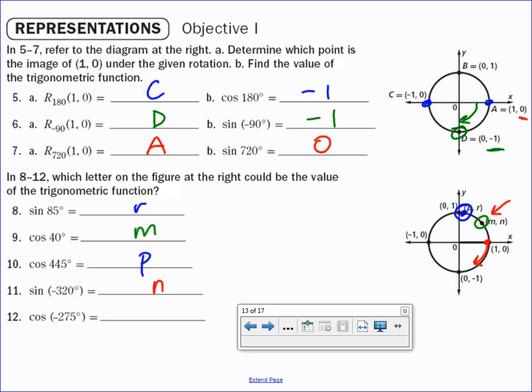And the cosine of negative 275. I'm spinning in the negative direction again. 180, right? Where's negative 275? Right about, oh my gosh, this point's getting used. Isn't it about there? So what's the cosine of negative 275? Is it P or is it R? Mark?